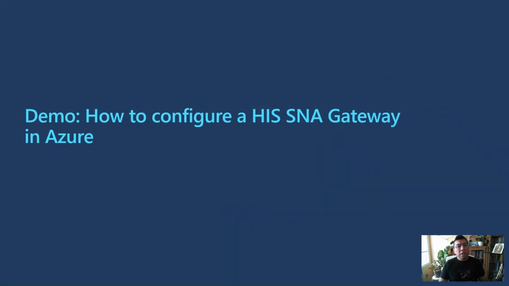Now we're going to take a look at a short demo on how to configure an HIS SNA Gateway in Azure. So what I've done is I have a couple of VMs. I have set up one in Azure, and I have one on premises. Let me show you what I have. Let's log on. Okay, just bear with me for a second.